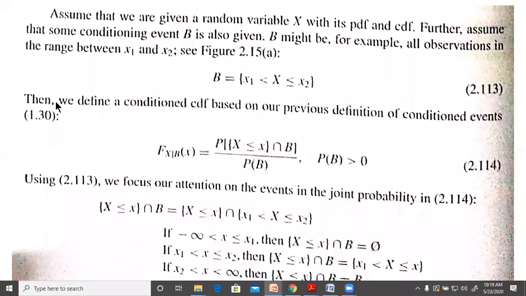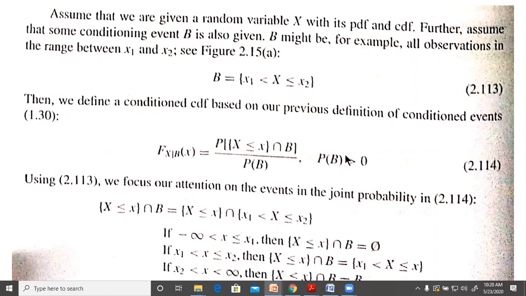Then we define a conditional CDF based on our previous definitions of conditional events as F_X|B(x). So this is the CDF, right? The CDF is equal to P of (X less than or equal to x, intersection B) divided by P(B). This is the standard Bayes formula, right? And whenever we consider the conditional probability or conditional distribution, probability or distribution, both are the same.